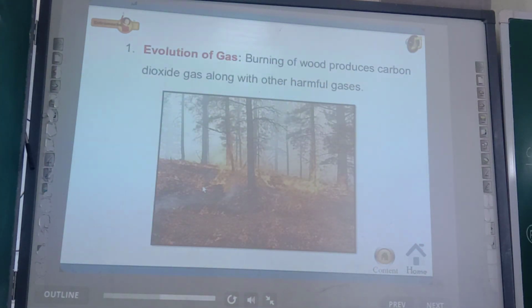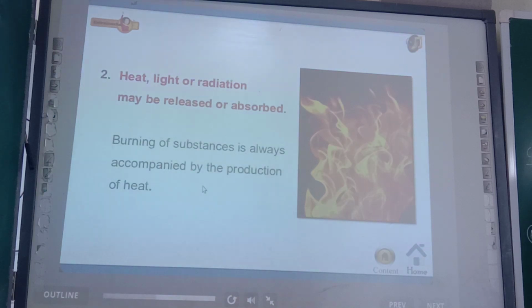Just see, one by one all those characteristics are being explained here. The first one is evolution of gas. Burning of wood produces carbon dioxide gas along with other harmful gases. Burning of substances such as paper, wood or petrol is always accompanied by the production of heat. So heat, light or radiation may be released or absorbed during the course of chemical change.